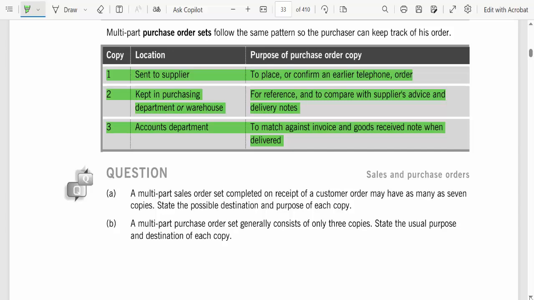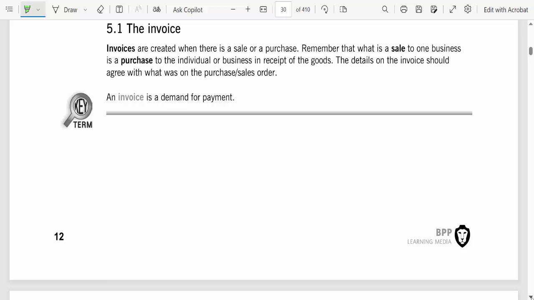Using sales order sets and purchase order sets in this structured way helps companies manage orders efficiently. It provides everyone involved with the right information to fulfill orders accurately, handle customer queries, and maintain clear records for invoicing and payments. An invoice is a document issued by a seller to a buyer requesting payment for goods or services provided. In essence, it serves as a formal demand for payment.